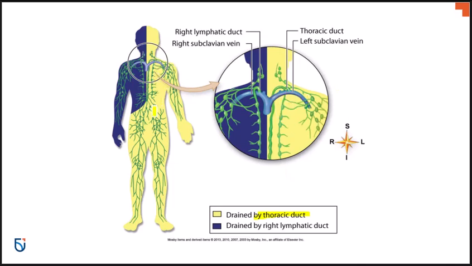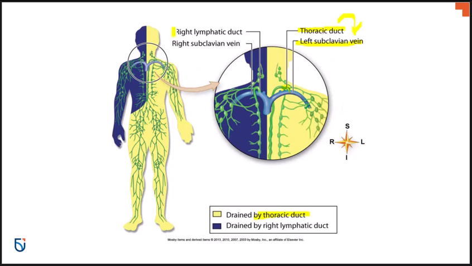So all of this area of the body then, on the left side and more, is going to be drained. The fluid will drain into the thoracic duct. And then from here, you can see that it's connected to our venous system. And this thoracic duct will then drain and dump its fluid into the left subclavian vein so that this fluid can now be added to our circulation.